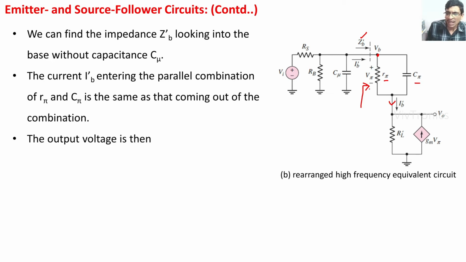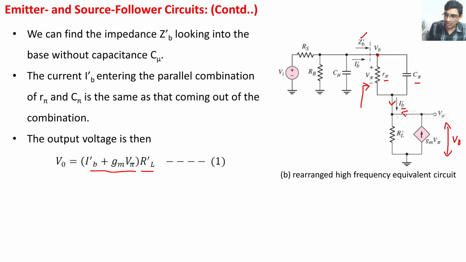The output voltage of this circuit can be given as V0, which is the voltage across this RL dash resistance, and the currents flowing in RL dash are two currents. One is the current IB dash and the other is the current gm V pi. Therefore, (IB dash plus gm V pi) into RL dash, since V is equal to I into R. Like that we can write the output voltage equation: V0 is equal to (IB dash plus gm V pi) into RL dash.